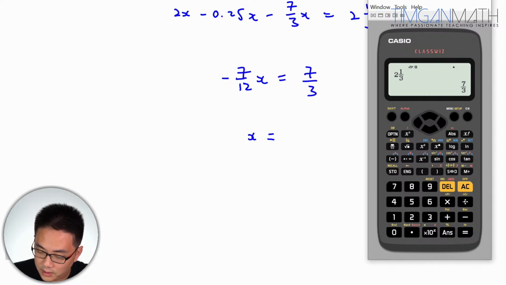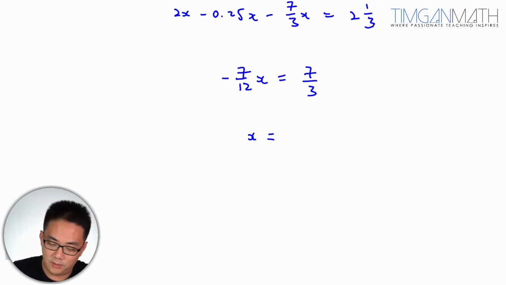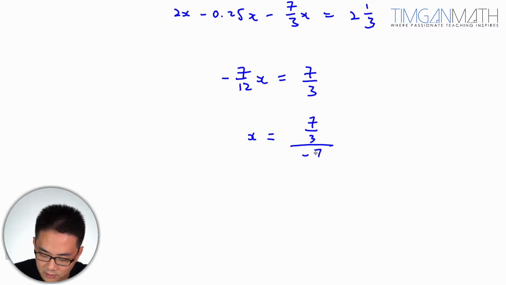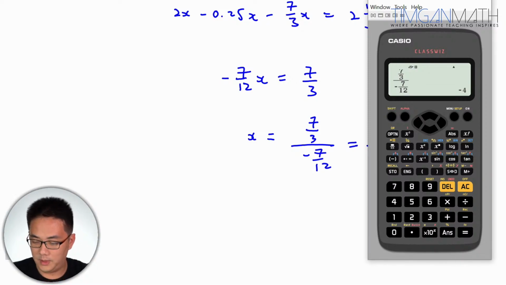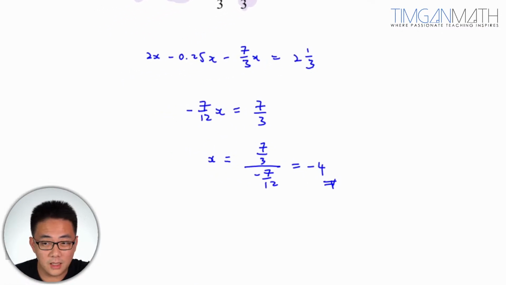So divide it with, actually you could just multiply. So you could just take 7 over 3 divided by negative 7 over 12. Or we could actually cancel the 7. This is negative 4. So key into the calculator, 7 over 3 divided by negative 7 over 12, that will be negative 4. I think that's it. This is how you do this question proficiently. Any question or comments, please do let us know, and I'll see you in the next question.